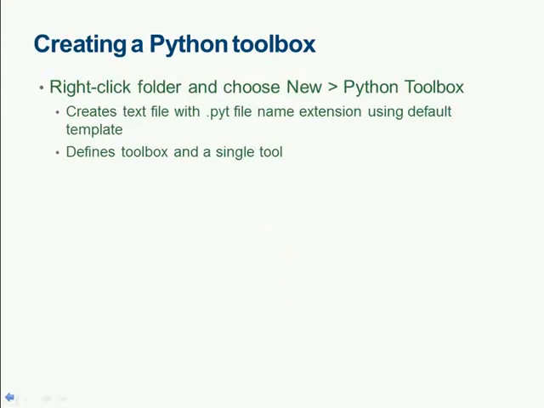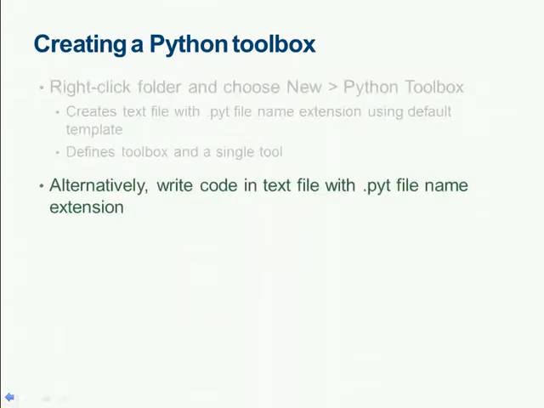So to create a Python toolbox, all you need to do is right-click a folder in the catalog window and go to New Python Toolbox. This creates a text file with the .pyt file extension, and it uses a default template. That template is going to define the toolbox and a single tool. So you have the basic structure that defines the Python toolbox available. Then you can add your own code to customize the behavior of the tool.